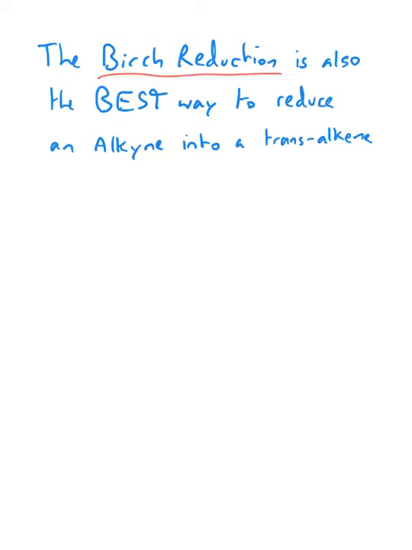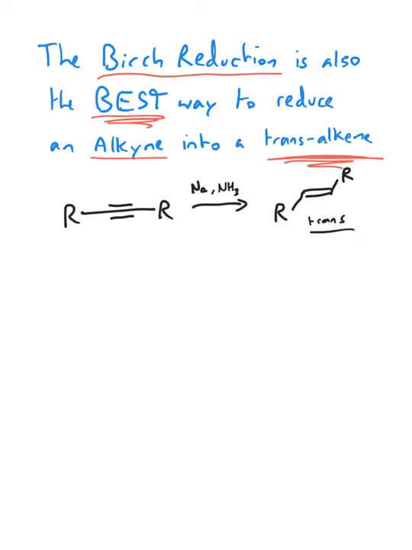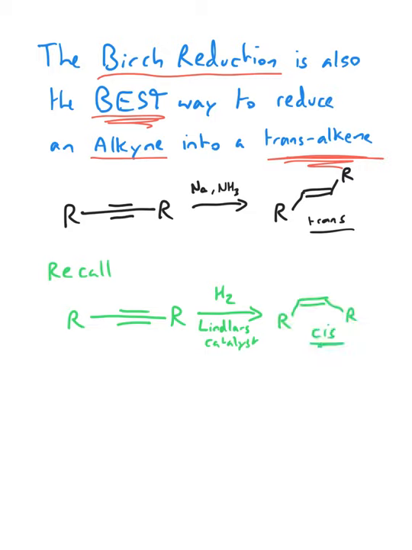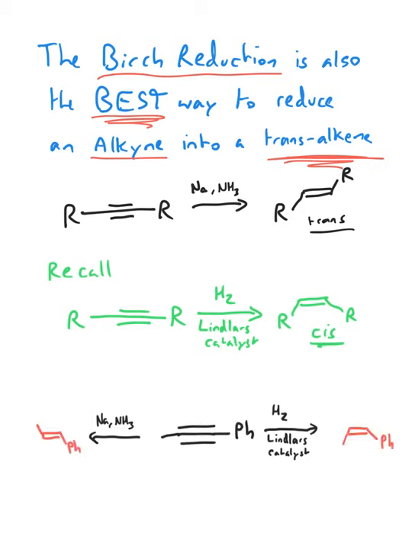The Birch reduction also happens to be the best way to reduce an alkyne into a trans-alkene, as it has exceptional selectivity. In fact, if you want exclusively trans-alkenes, this is pretty much your only approach. Recall that this is complementary to the Lindlar's catalyst, which will give you exclusively the cis-alkene product. Here is a practice problem. Pause now. And here are your answers.